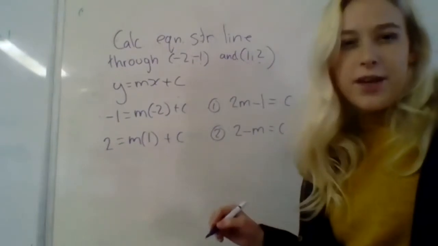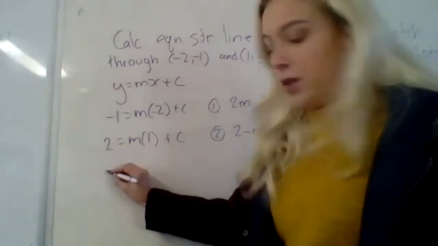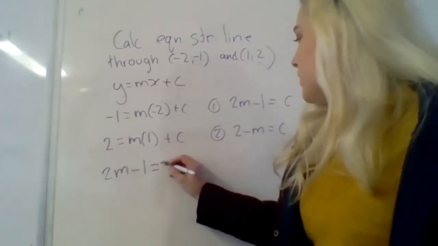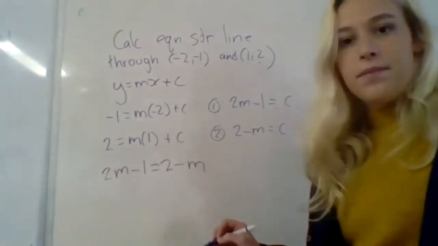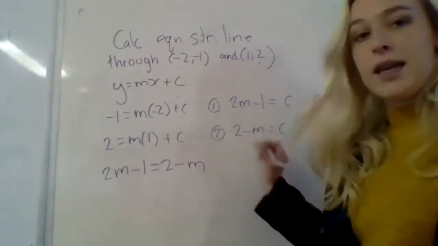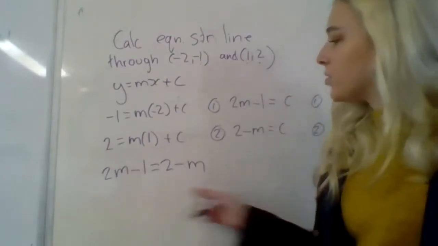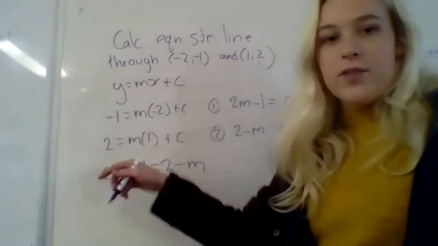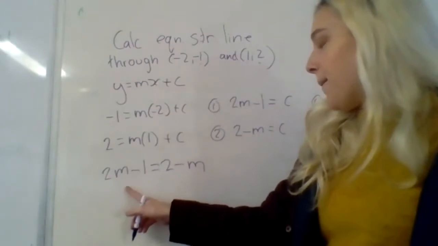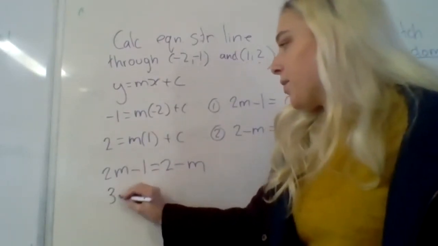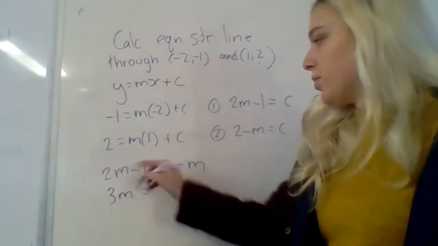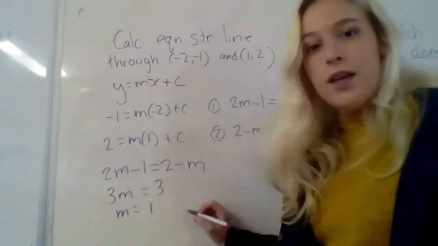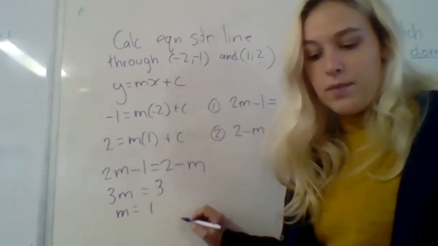Now I'm going to let them equal each other. So we have 2m minus 1 is equal to 2 minus m, because they're both equal to c. We can take our 1 over to that side, and we can take our m over to that side, and then we can work it out. So 2m plus m is 3m, which is equal to 2 plus 1, which is 3. I divide both sides by 3, and I get m is equal to 1.